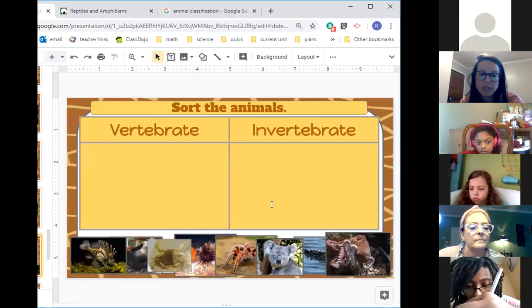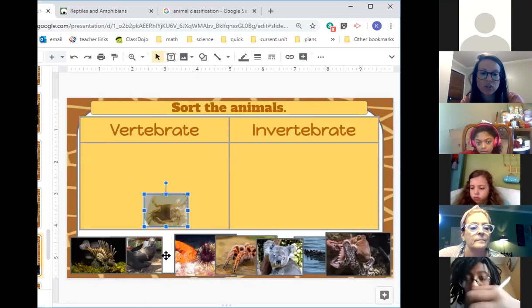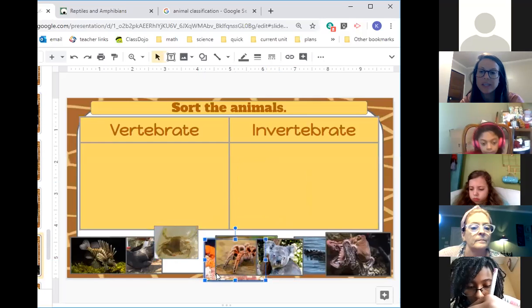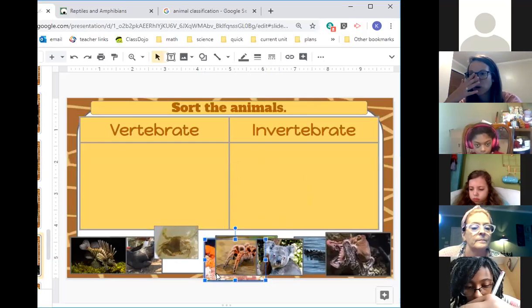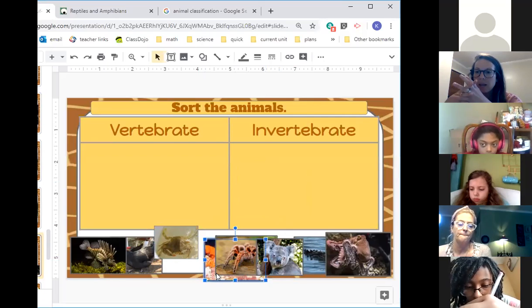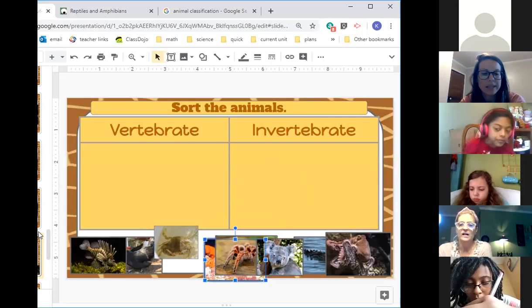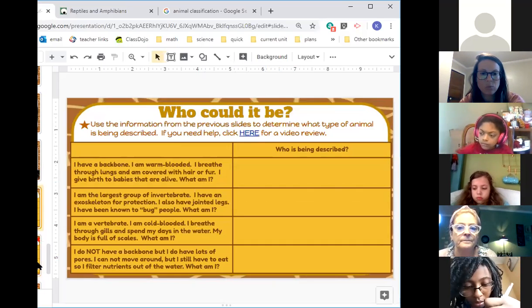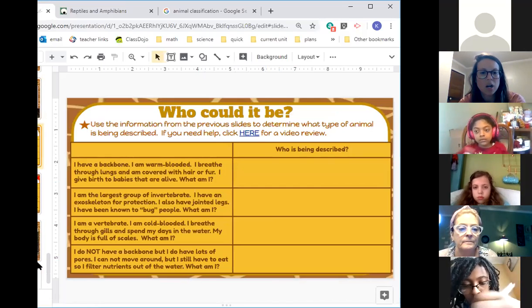And then this one is going to be a sort, and you're just sorting them into the 2 categories. Everything we discussed before I left were vertebrates, okay? Mammals, birds, fish, amphibians, reptiles. And then the rest are invertebrates. And then we'll go through these 2, and then I'll let you go.